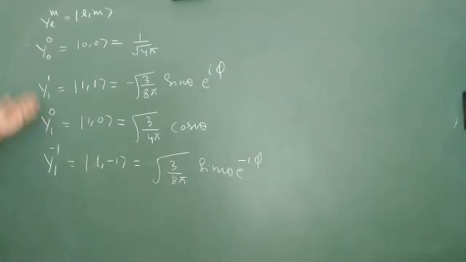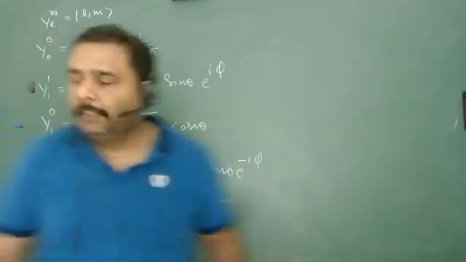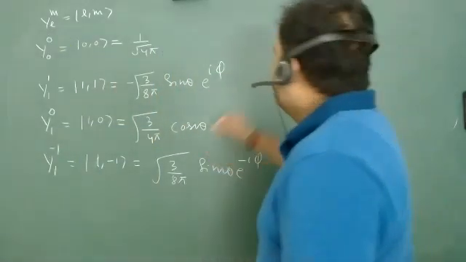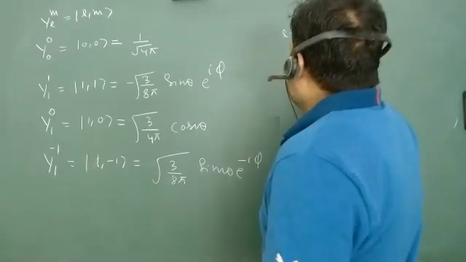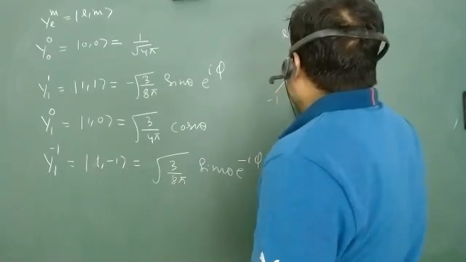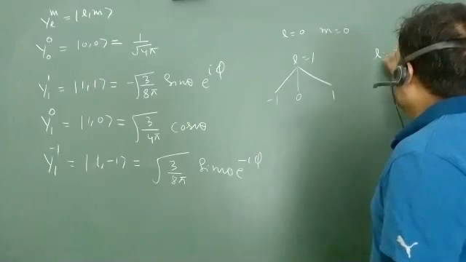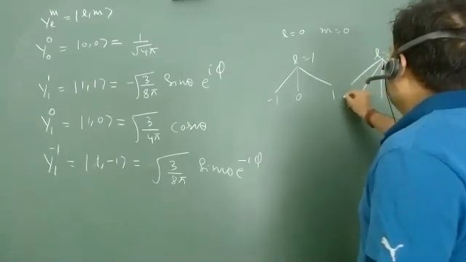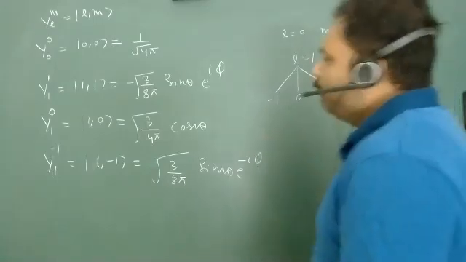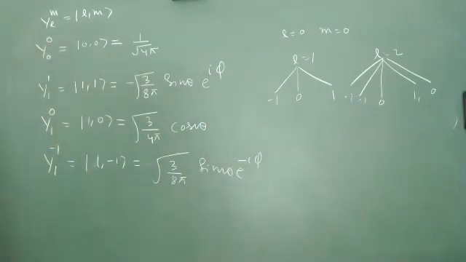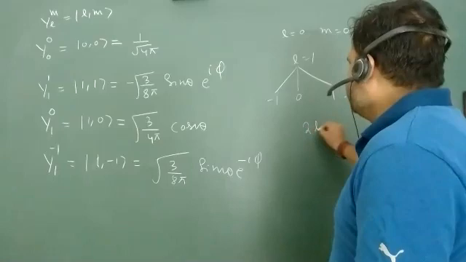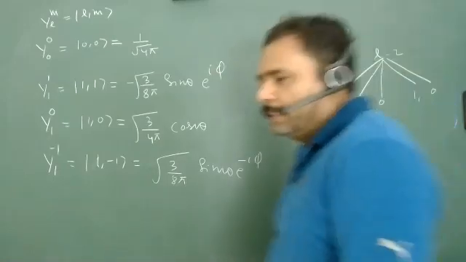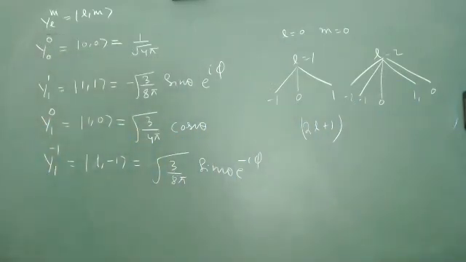And yes, you cannot have Y12. This is not possible because M must lie between minus L and L. Now you can also see, for a given value of L, if L is equal to 0, then M can be 0. If L is equal to 1, how many M are there? Minus 1, 0, 1. If L is equal to 2, how many possible M are there? Minus 2, minus 1, 0, 1, 2. So for a given value of L, how many states are there? Can anybody tell me? 2L plus 1. So the degeneracy for a given value of L is basically 2L plus 1. This is the degeneracy of each state.